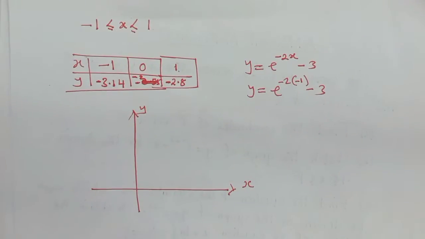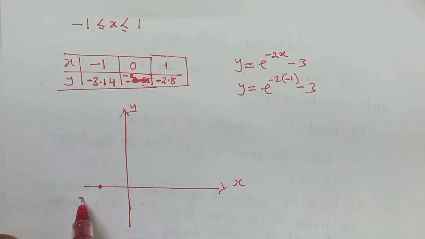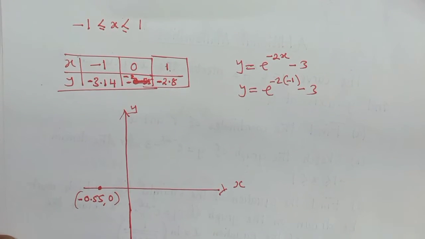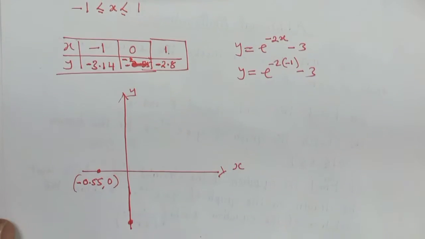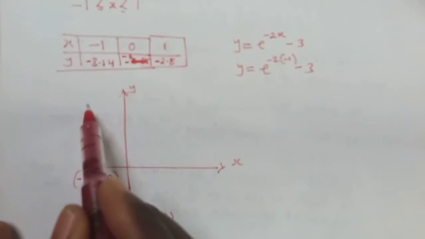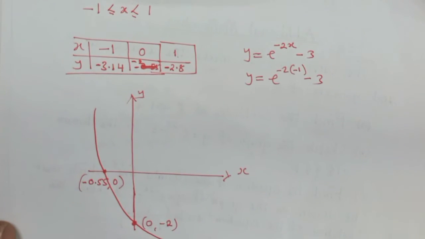Okay, so this is the x-axis and this is the y-axis. You find what we call the x-intercept, which is right here, negative 0.55, comma 0. I'll show you how I found it. And then the y-intercept, it's right here. This is 0, comma negative 2. It's over here. Okay, so the graph will come from this side, provided you have the intercepts, like that.